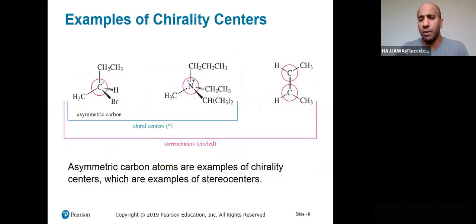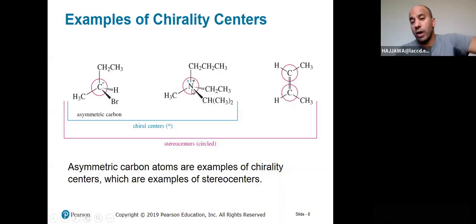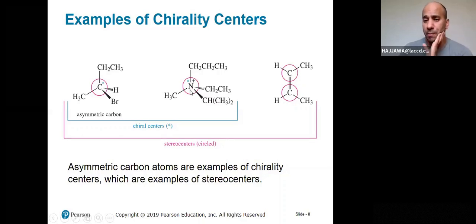So here are some examples. You could see here the one on the left. It's a carbon with 4 different groups of atoms. So you can see here a hydrogen, Br, methyl, ethyl. So that's a stereocenter, and it's a chiral center. You can see here that you have also another example. So you have a nitrogen with 4 different groups of atoms that makes this a chiral center and a stereocenter.